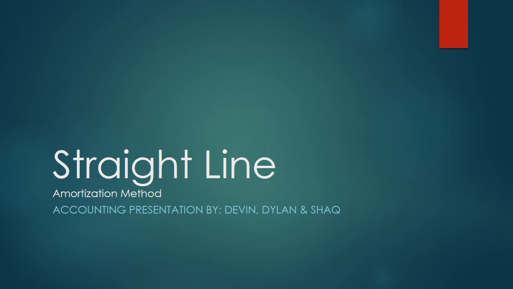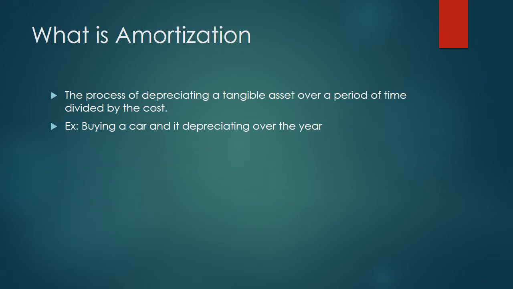Today we'll be talking about the straight line amortization method. What is amortization? Amortization is the process of depreciating a tangible asset over a period of time divided by the cost. A tangible asset is a physical asset that is bought or sold. For example, a tangible asset is something that can be touched. An example of amortization is buying a vehicle that depreciates in value over time.